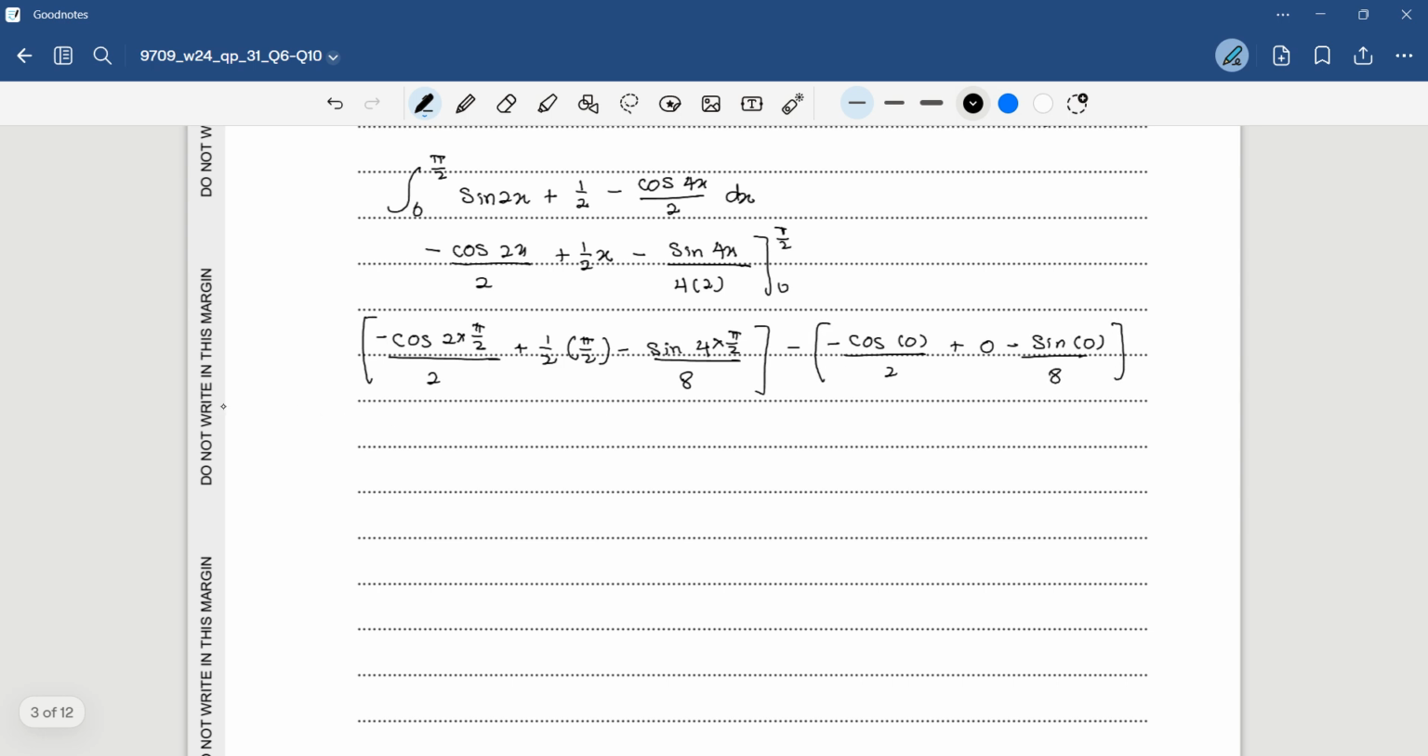Okay, so you can press your calculator. This one you will get 1 over 2, negative 1 over 2 plus pi over 4 minus 0, minus negative half. It should be positive half because it's 2 pi, cos pi. Okay, so plus 0 minus 0. So it will be 1 plus 1 half plus 1 plus pi over 4. Okay, so this will be your final answer.